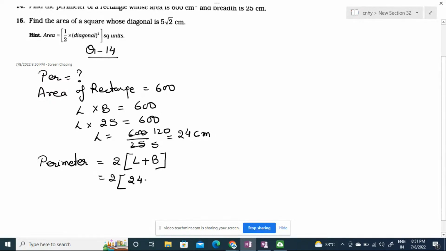It becomes 2 into 24 plus 25, sum up the dimensions of the length and the breadth. We can also use the distributive property here, which becomes 2 into 49, which becomes 98 centimeters perimeter.